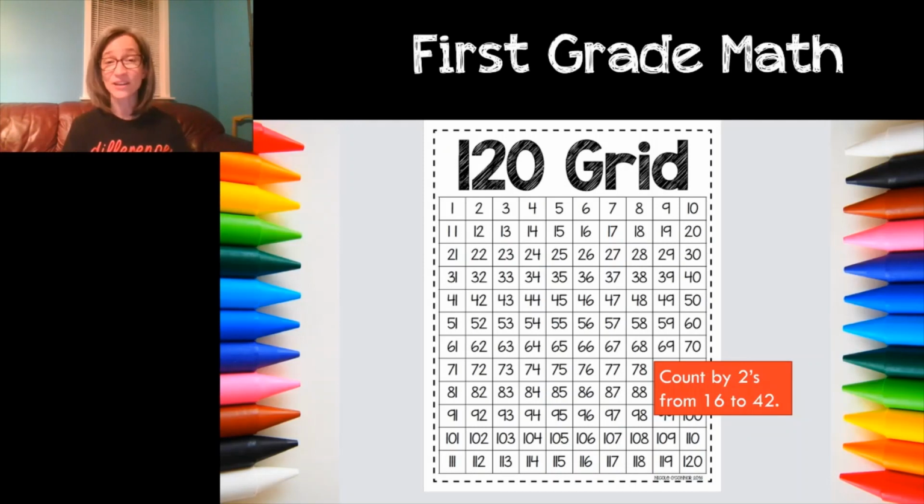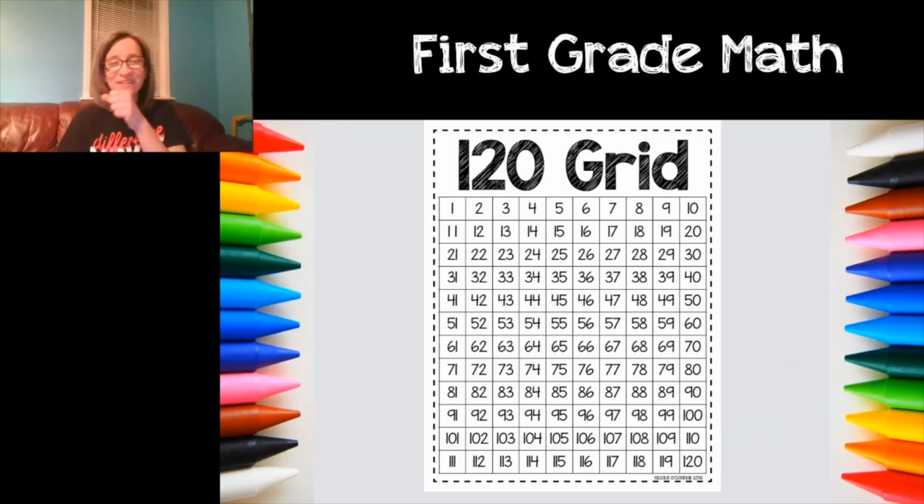One more time counting forwards, getting 2 more each time we count, starting at 16. 16, 18, 20, 22, 24, 26, 28, 30, 32, 34, 36, 38, 40, 42, whoops, I almost kept counting. Okay, great job counting forward and backwards by twos.